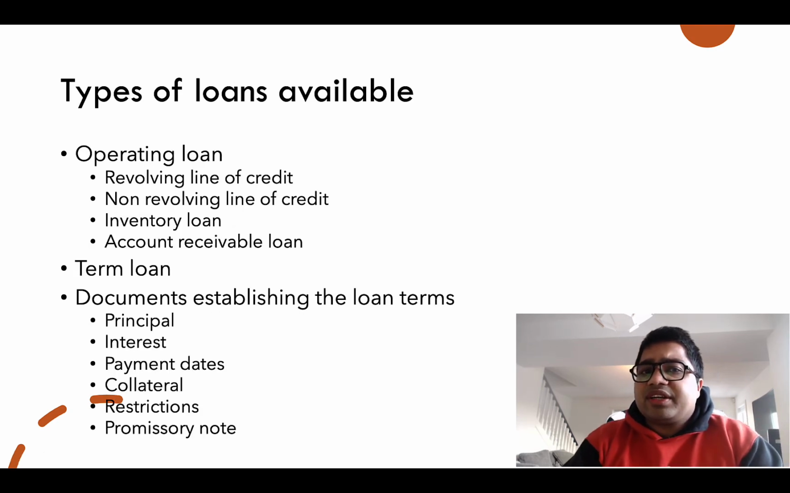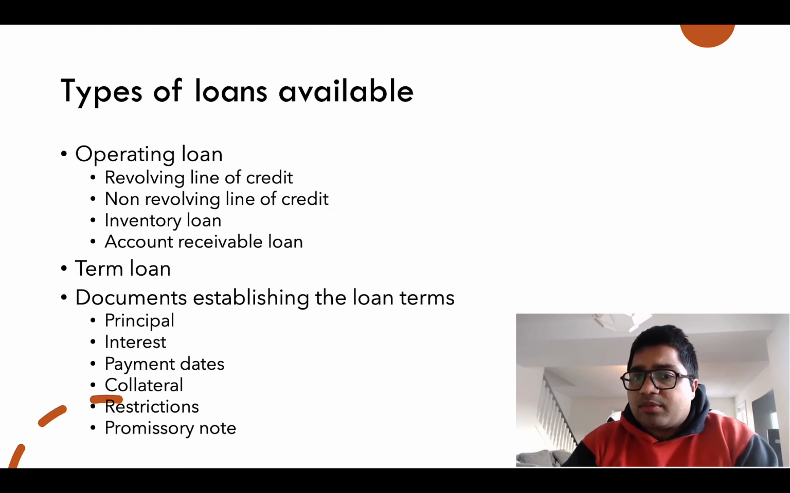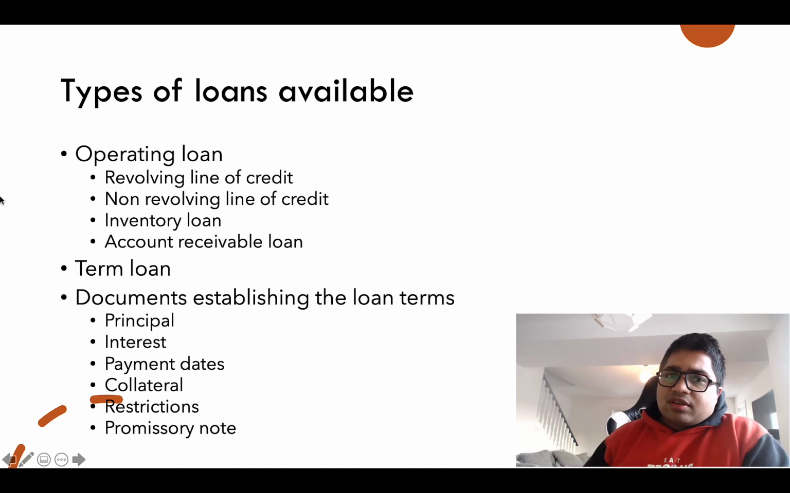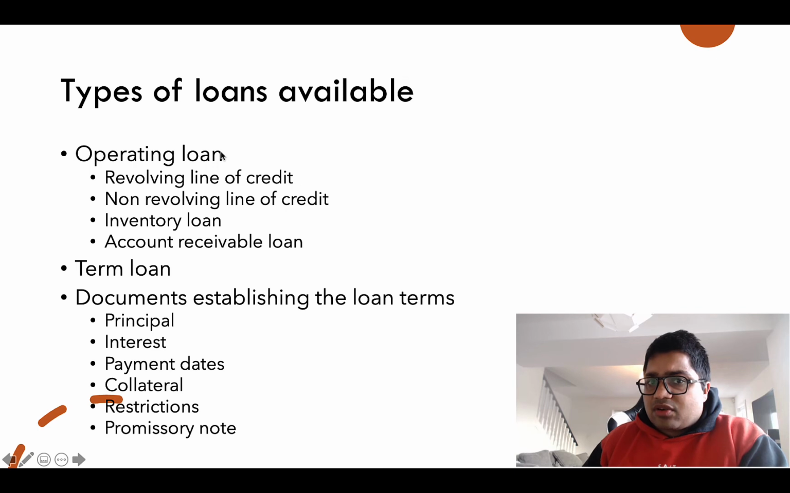Now, what are the different types of loans that are available? There are operating loans and term loans. What is an operating loan? To operate a business, sometimes you have to borrow money. Whatever money you borrow to operate a business, not like capital, not for buying machines or expanding, that is term loans. An operating loan is just to run the business. So whenever you borrow money to operate your business, day-to-day operations, that's called an operating loan.